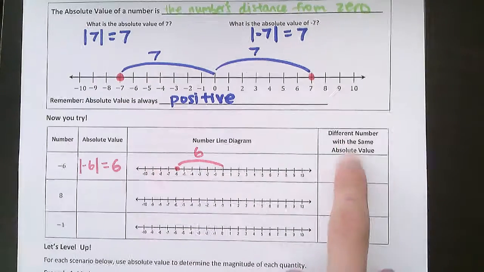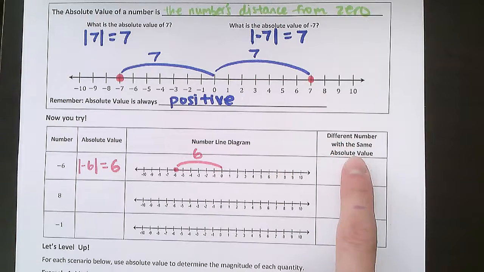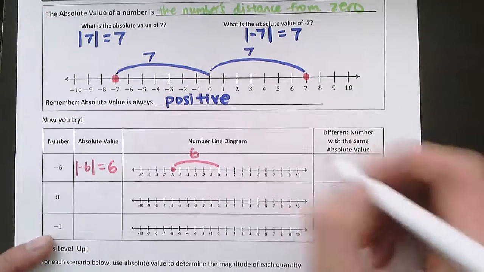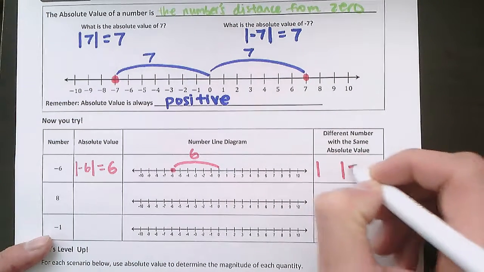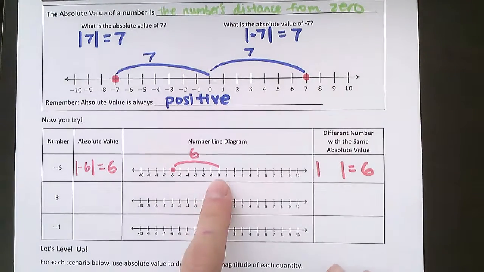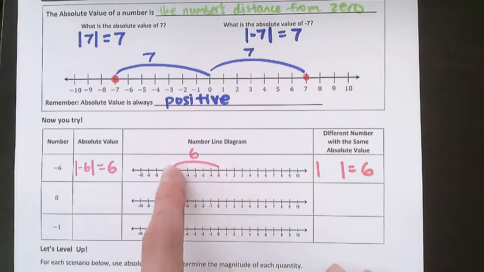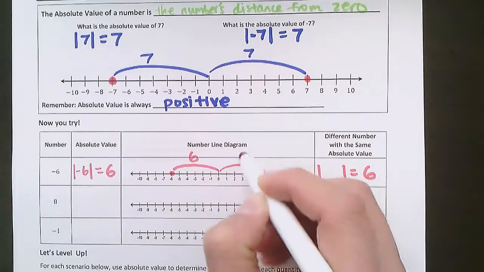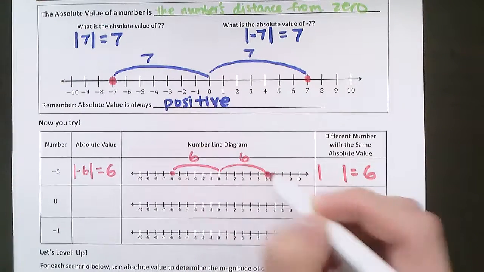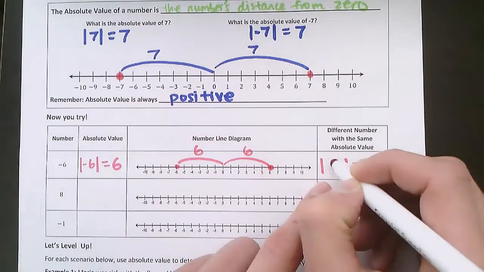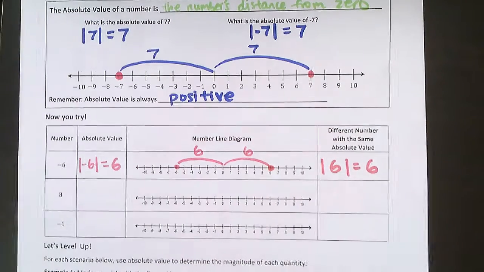Now on the right here, it's going to ask us, what's a different number that also has the absolute value of 6? It's like saying the absolute value of what number is also going to be equal to 6. Well, I think to myself, what number is also 6 away from 0? Well, instead of going to the left, I can go to the right. 6. And that would bring me to right here. And that's positive 6. So the absolute value of positive 6 is also equal to 6.